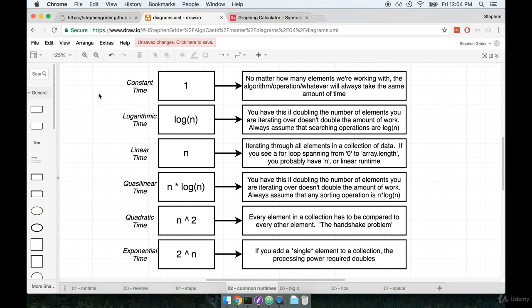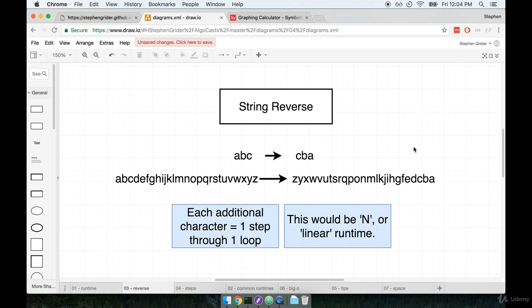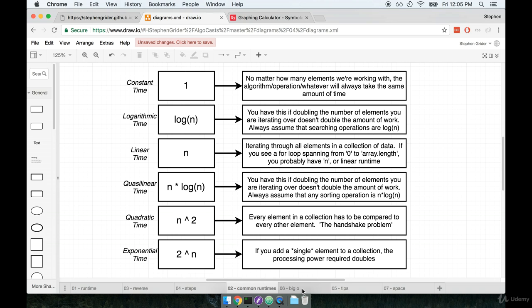Constant runtime means that no matter what our input set is, or no matter what input we give to the algorithm, it's always going to take the exact same amount of time to execute. For example, if we came up with some amazing magic algorithm that does not exist, where as the length of string that we put into our string reverse function changes, it's always going to take exactly the same amount of time to reverse it, we would refer to that as constant time. However, such an algorithm doesn't exist as far as I know for string reverse, so we don't really get to do that easily. All right, back here.